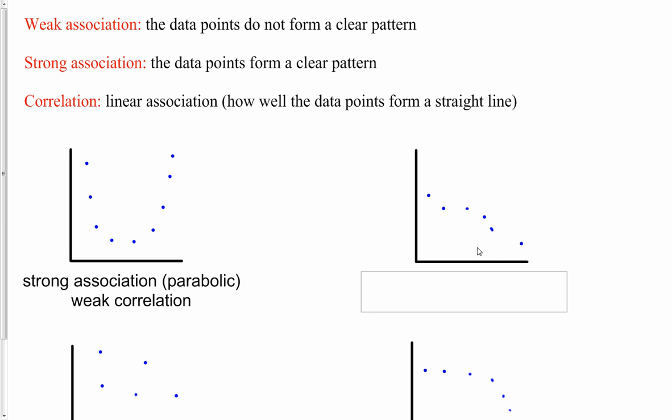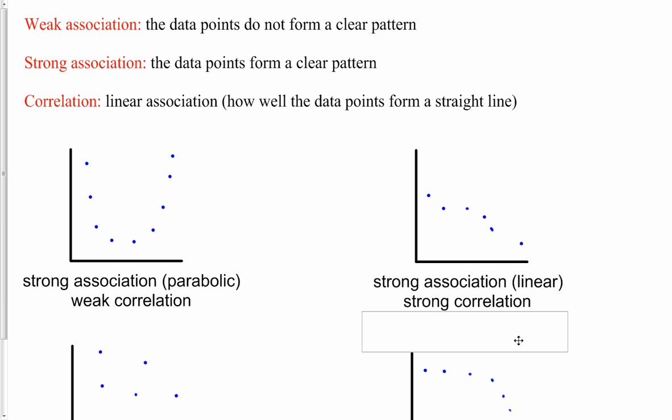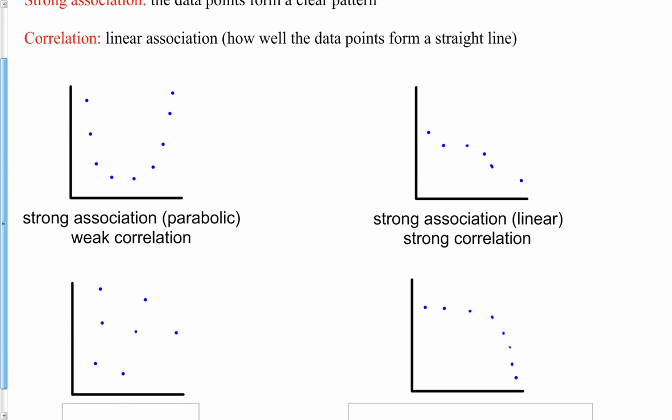The second one here, these points seem to be in a very nice pattern, and that pattern happens to be a line. So we would say it has strong association, the pattern is linear, and because it's a linear association, we're going to say it also has strong correlation. So this one, strong association and strong correlation.